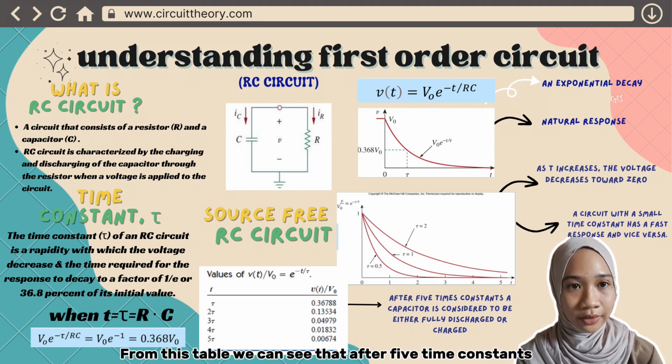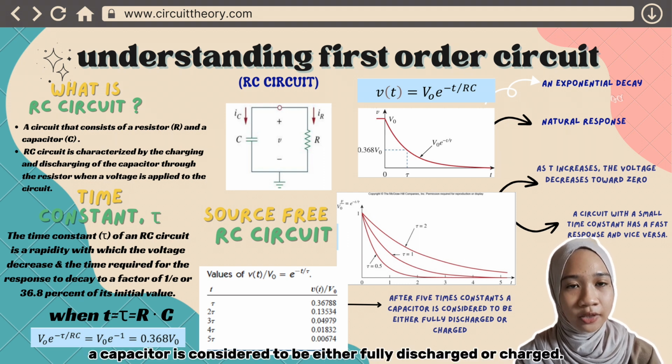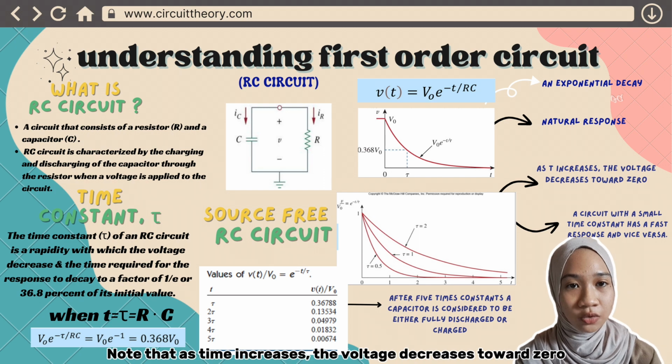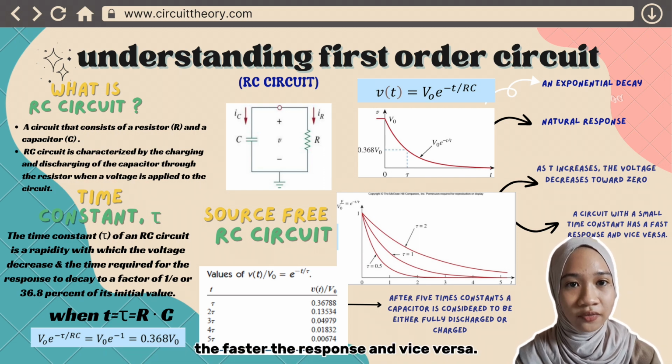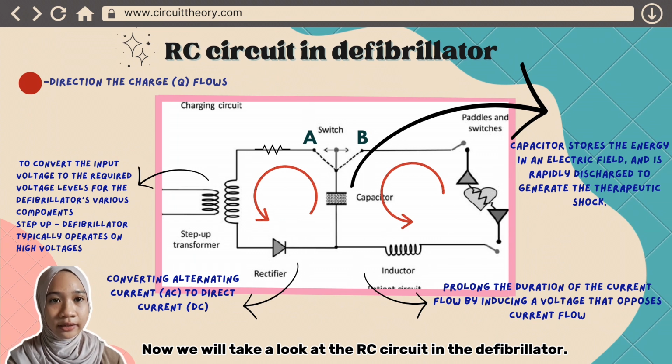From this table, we can see that after 5 time constants, or when Vt equals to V naught exponent to the power of negative 5, the capacitor is considered to be either fully discharged or charged. Note that as time increases, the voltage decreases towards 0, and the smaller the time constant, the faster the response, and vice versa. Now we will take a look at the RC circuit in the defibrillator.